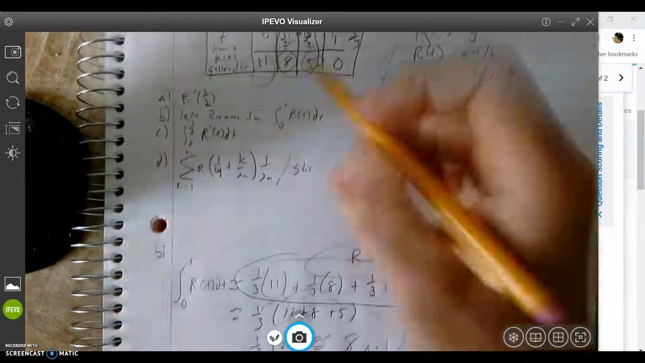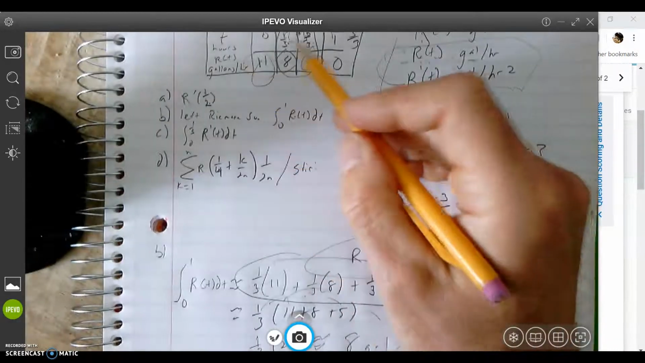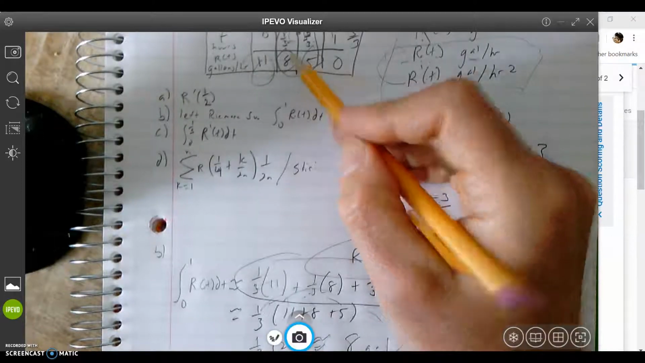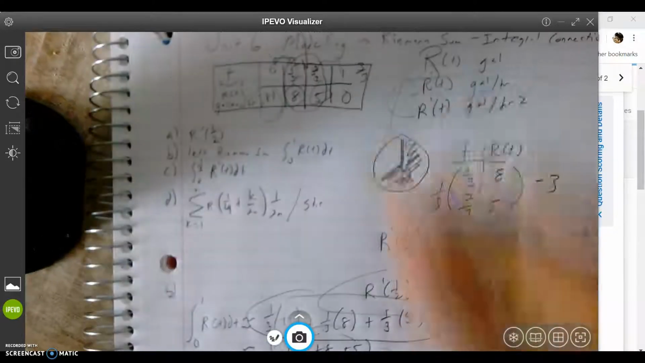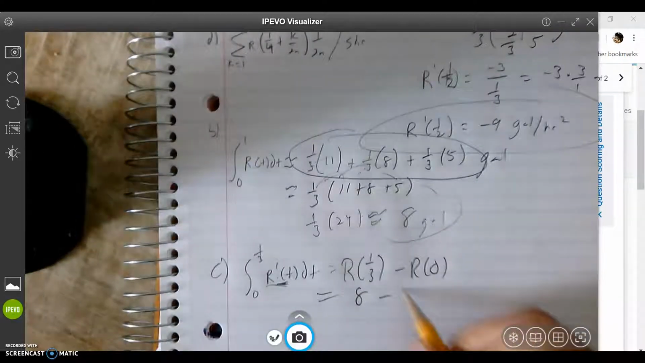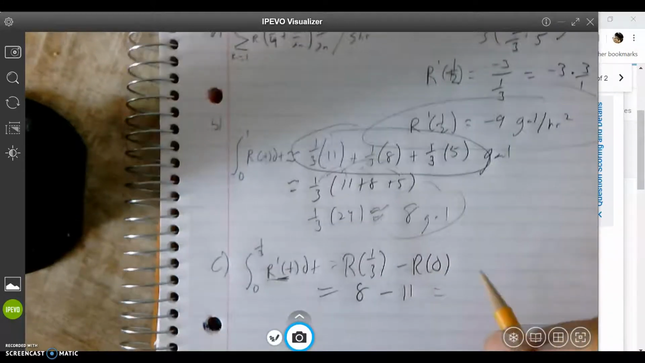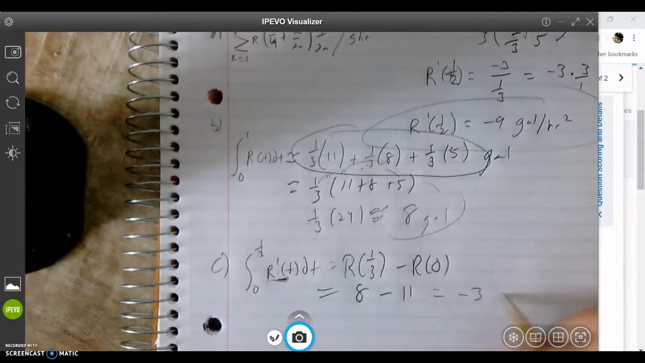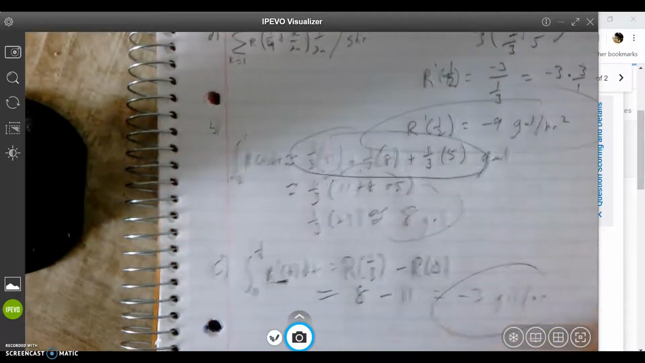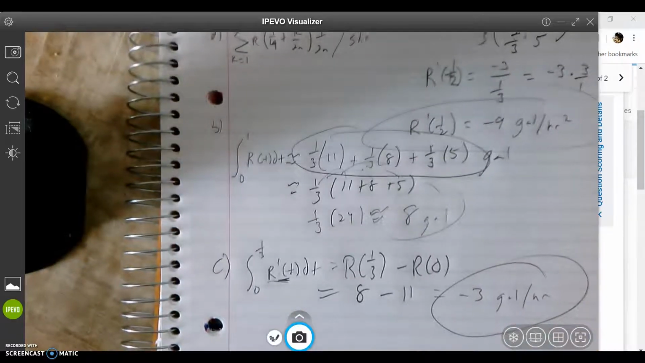And this I just go over here to the chart. So r of 1/3 is 8, and r of 0 is 11. So this is just 8 minus 11. Damn, that's hard. Seems pretty complicated, but it's not. -3, and this is going to be gallons per hour. There you go. Cool. That's A, B, and C.